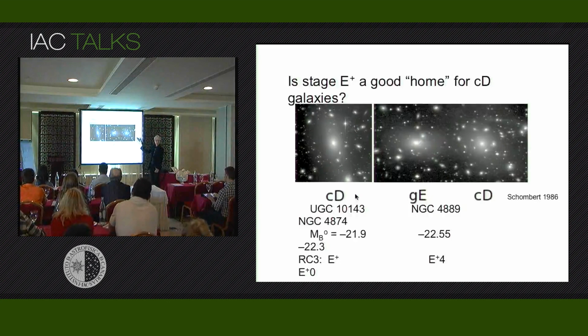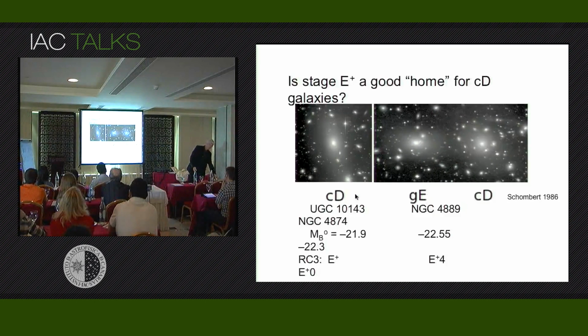These classifications of these three galaxies, CD, GE (giant elliptical), and CD, are from Schomburg in 1986. In RC3, they're all classified as E+. Is this a good home for these kinds of galaxies? I don't know. Maybe they're in a class by themselves. Maybe these aren't really E+, but this is what they became known as in the reference catalog.